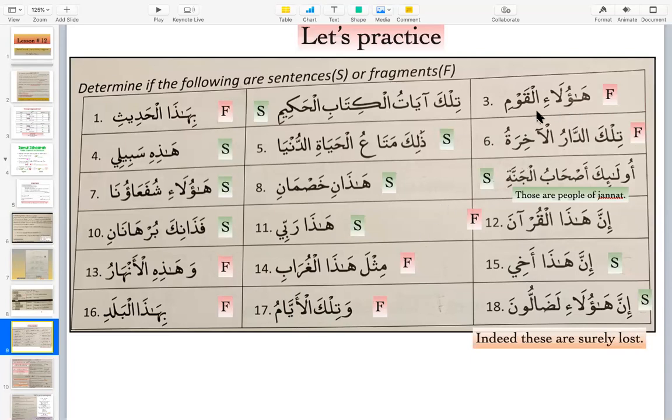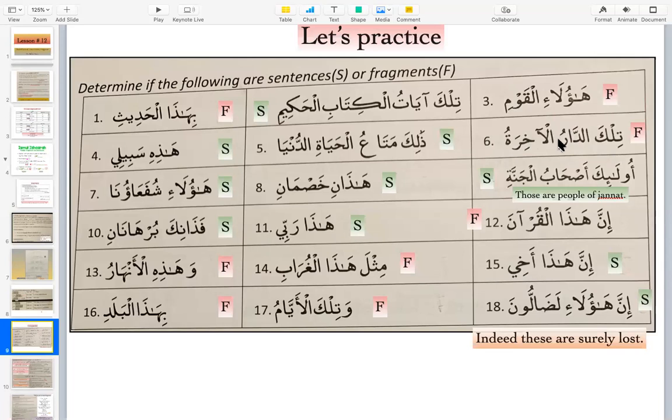Then we have haulail qaumi. So haulai is our pointer, and I see al. So this is our fragment. So this nation, haulail qaumi, this nation. Tilka darul akhirati, again tilka, and I see al. So this is our fragment. So that is the house of akhira.